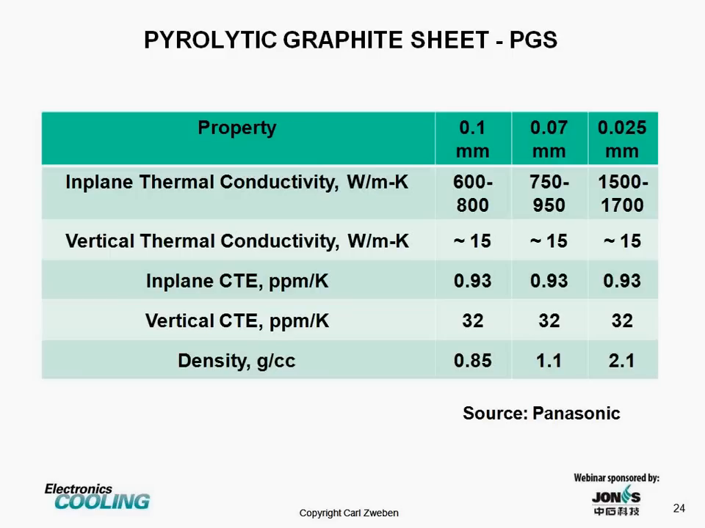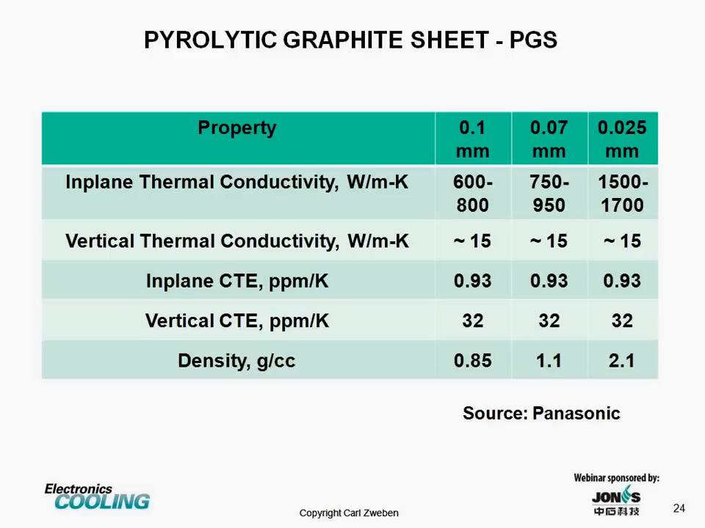Another graphitic material, pyrolytic graphite sheet. In-plane thermal conductivities, as you can see, as high as 1700 watts per meter Kelvin. Notice the vertical thermal conductivity, which is typical of many types of carbon, is extremely low. So some forms of carbon are highly anisotropic. There are issues with getting the heat into materials like this that we'll talk about later on.